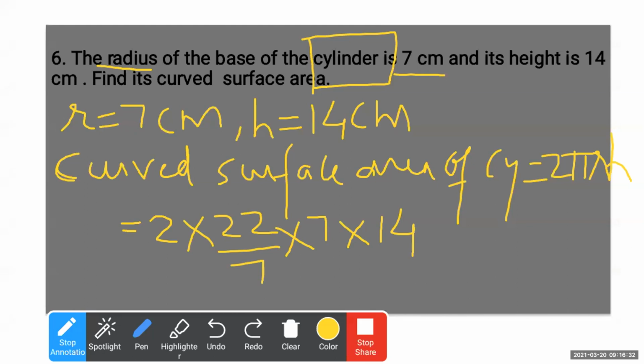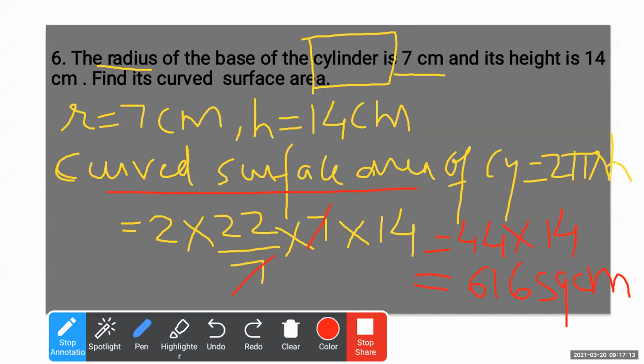Okay, so here after substitution, you see that the n term gets cancelled, so 7 gets cancelled. What remains? 2 into 22. If I multiply, I'll get 44 into 14. You have to multiply it very carefully. What will you get? 616. Now since it is curved surface area, it is 616 square centimeter.